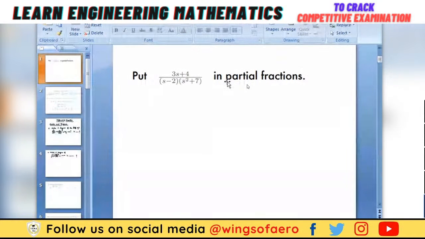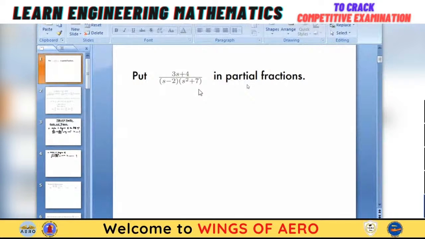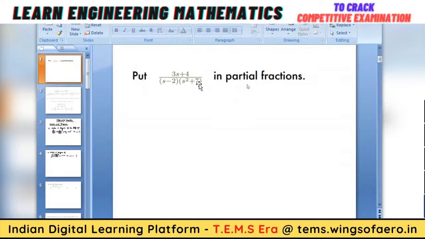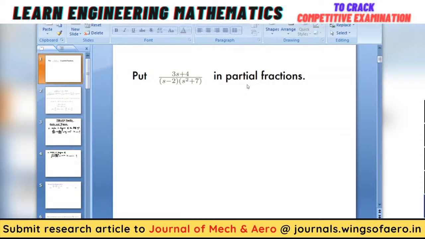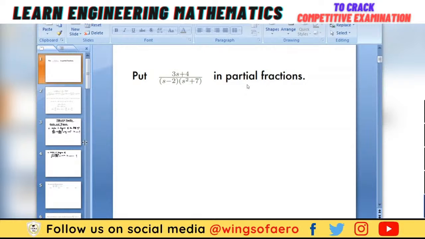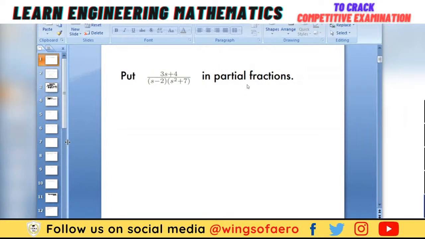So this is my first question. Since this is a continuation and I have already solved many questions about partial fractions, I want you to solve this first: how to put the expression (3s plus 4) divided by (s minus 2)(s square plus 7) into partial fractions. I'm going to give you a couple of minutes to solve it.